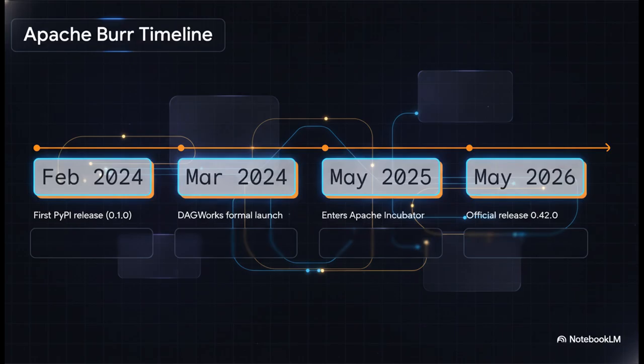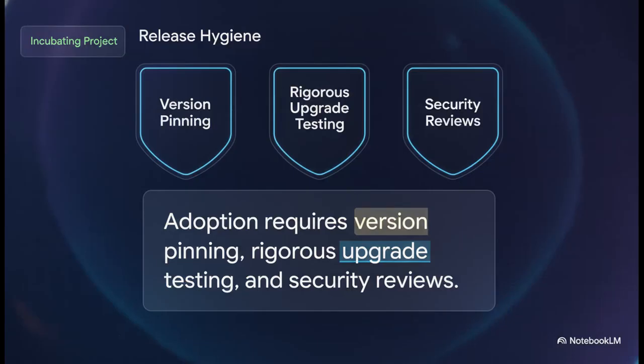This means it is now undergoing rigorous open-source governance training overseen by the Apache Software Foundation, which is great for protecting it against commercial vendor lock-in. Fast forward to May 2026, and we see the official Apache release of version 0.42-incubating. However, it is absolutely vital to remember that Burr is currently an incubating project. It is not yet a graduated, top-level Apache project.